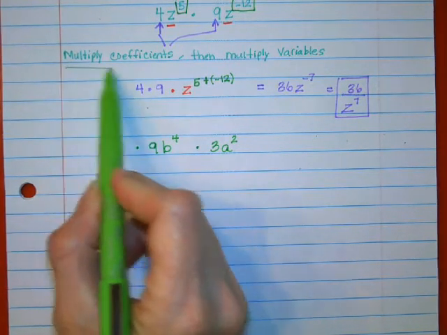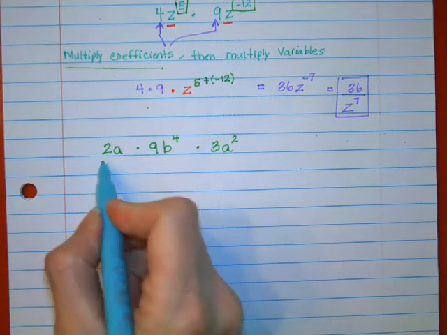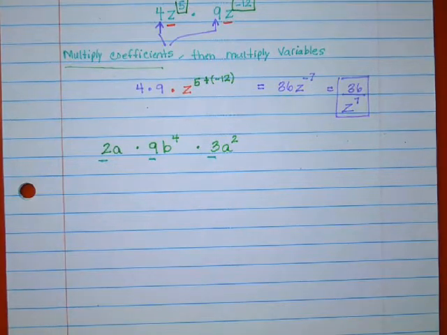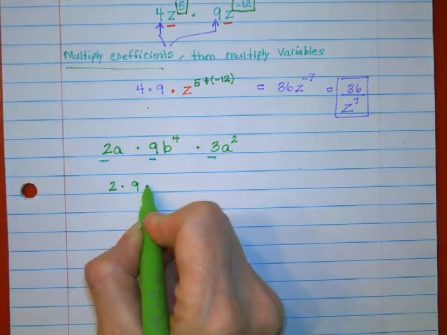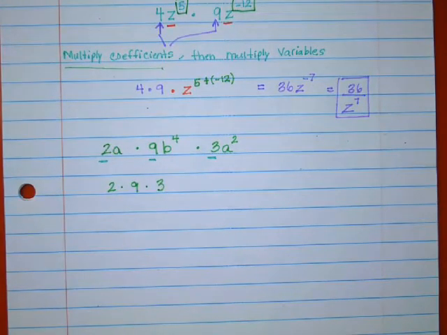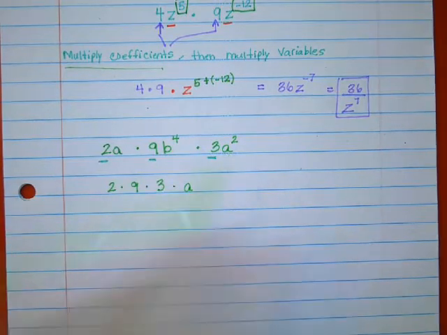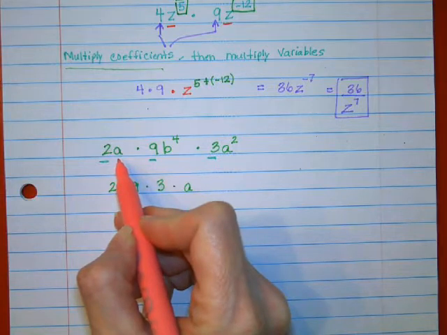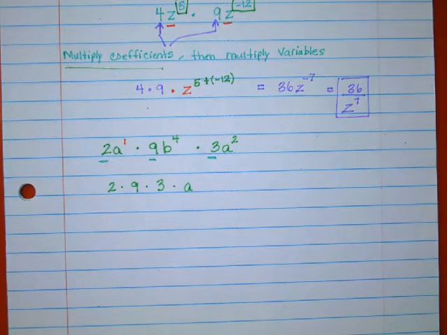Even though we have different variables, a and b, we're still going to do the rule of multiply the coefficients. So we're going to look at our coefficients, which are 2, 9, and 3. And sometimes your coefficient might be 1, so don't be afraid of that. So 2 times 9 times 3. All right, then we're going to do our variables in alphabetical order. So our first variable is a, and we have another a way down here. Now this variable a does have an exponent. Even though you don't see it, it is an understood 1. So if you need to put that in, you do.